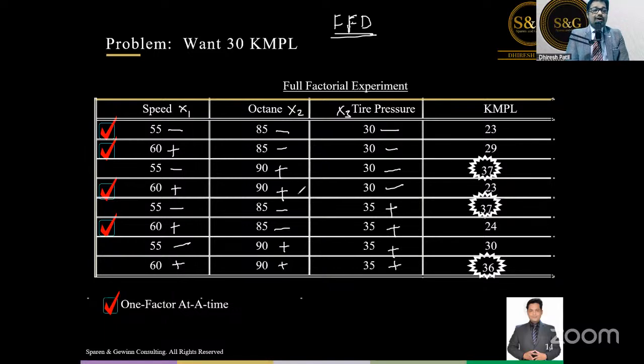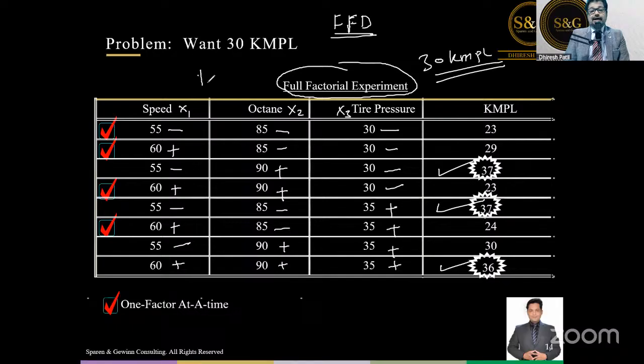So that's why it's called full factorial design, FFD. Now, when they ran FFD, they found that sometimes they got 37, 36 kmpl as well, where the target was 30 kmpl. So they are getting much better results with full factorial design, and this is called design of experiments. Clear? So this is how you can also make a design.